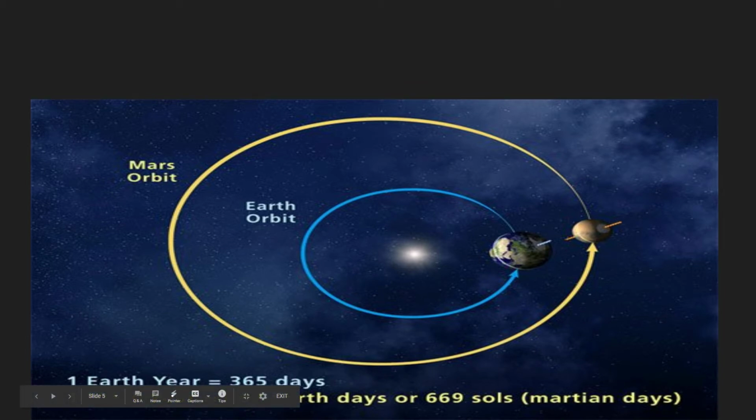Now, I put this up here just as a visual. One Earth year is 365 days. One Mars year is 687 Earth days, or 669 Martian days on Mars. And notice, we're getting the pathway, the orbit of the planets. The pathway.